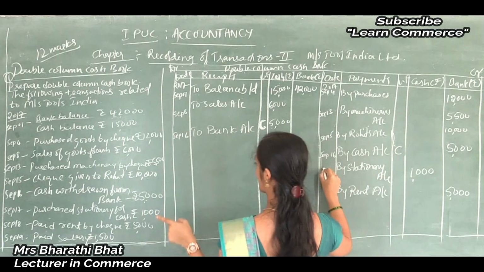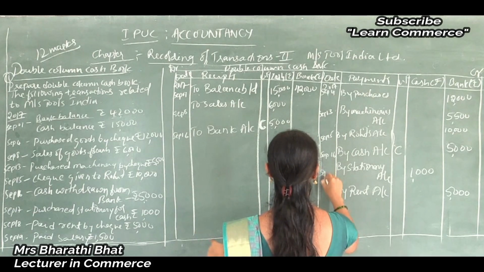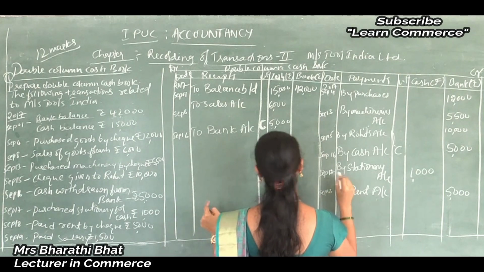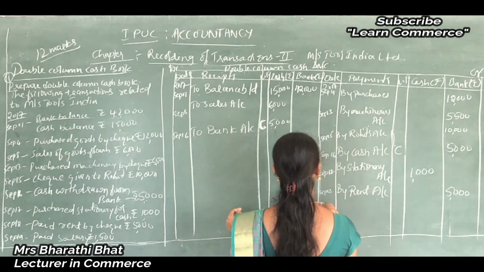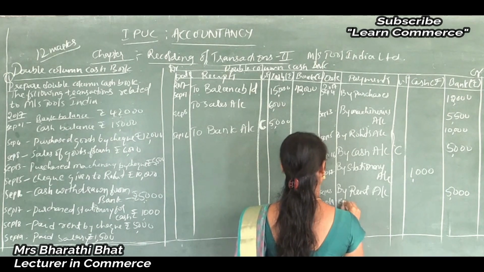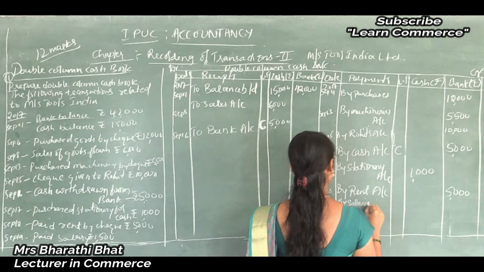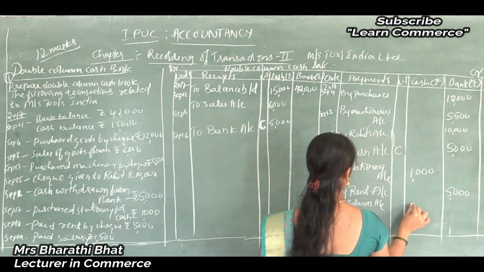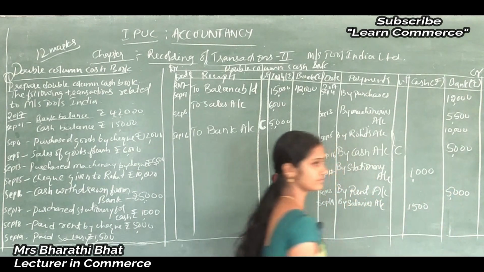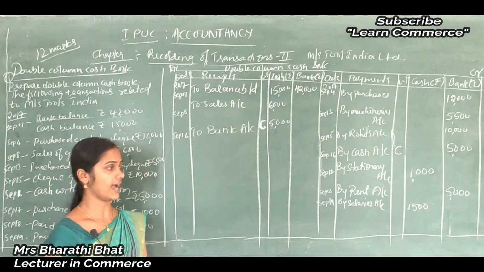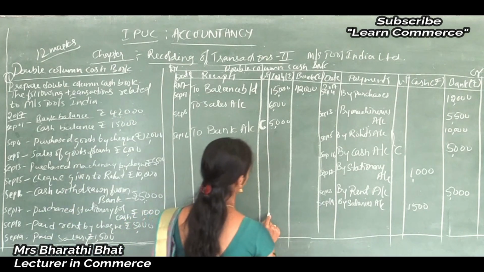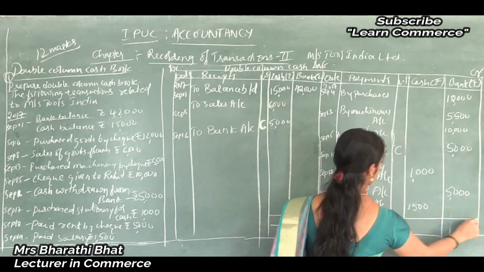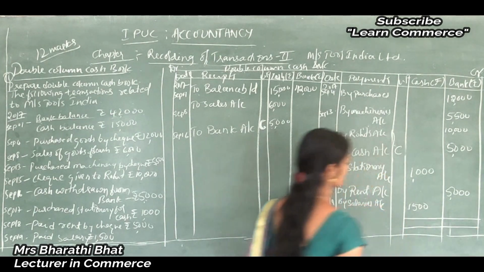Before that, please mention the date. Purchased stationery September 17, paid rent by check September 18, and one more, paid salary September 19, by salaries account, 1,500 in the cash column. And the next step is the same as the simple column cash book: totaling, in a straight line, it must be in a straight line.